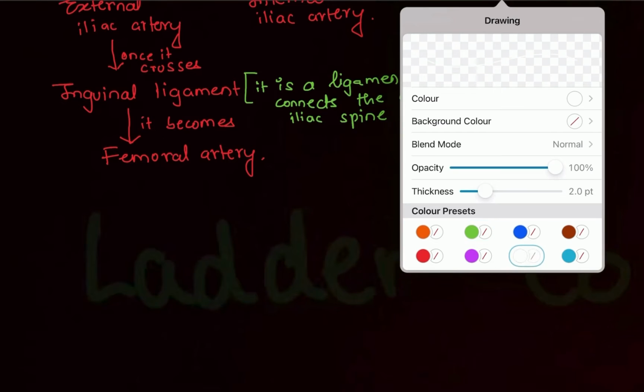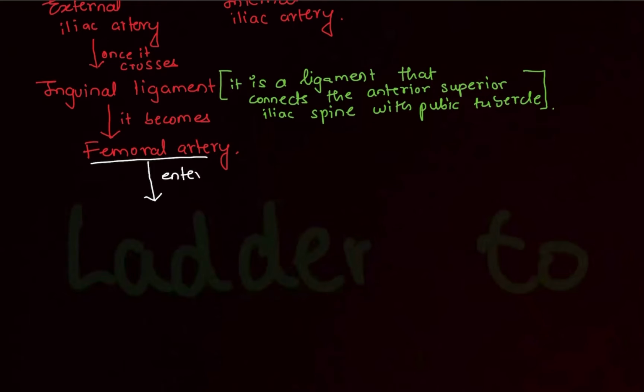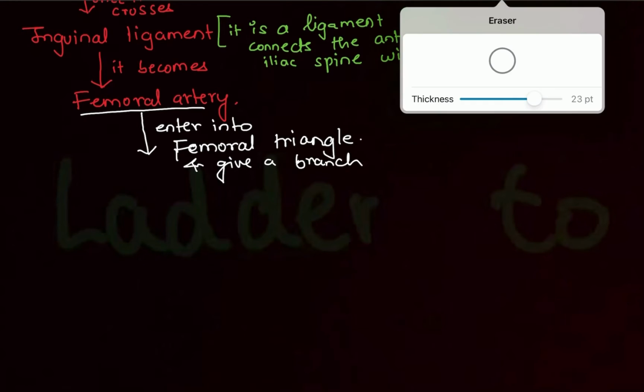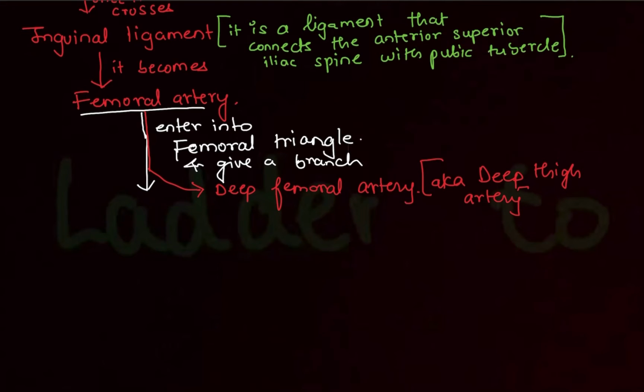Let's move further. Write down, this femoral artery will enter the femoral triangle. We have a separate video for the femoral triangle where we will do this in detail, but for now just remember that it will enter the femoral triangle and give a branch. The name of the branch is the deep femoral artery. Write down, it is also known as the deep thigh artery.